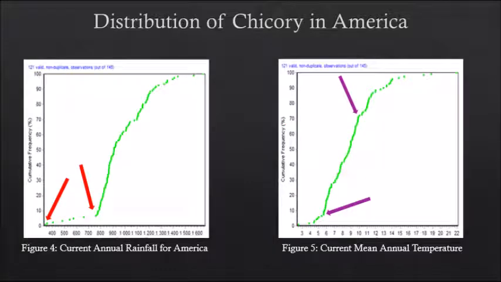In the slide, we can see two cumulative frequencies expressed as percentages. Figure 4 focuses on the current rainfall of America, and Figure 5 focuses on the current mean temperature of America. The red arrows depicted in Figure 4 count about 2% of the records and only start to increase at about 760. In addition, in Figure 4, most of my records were found between 760 to 1050.